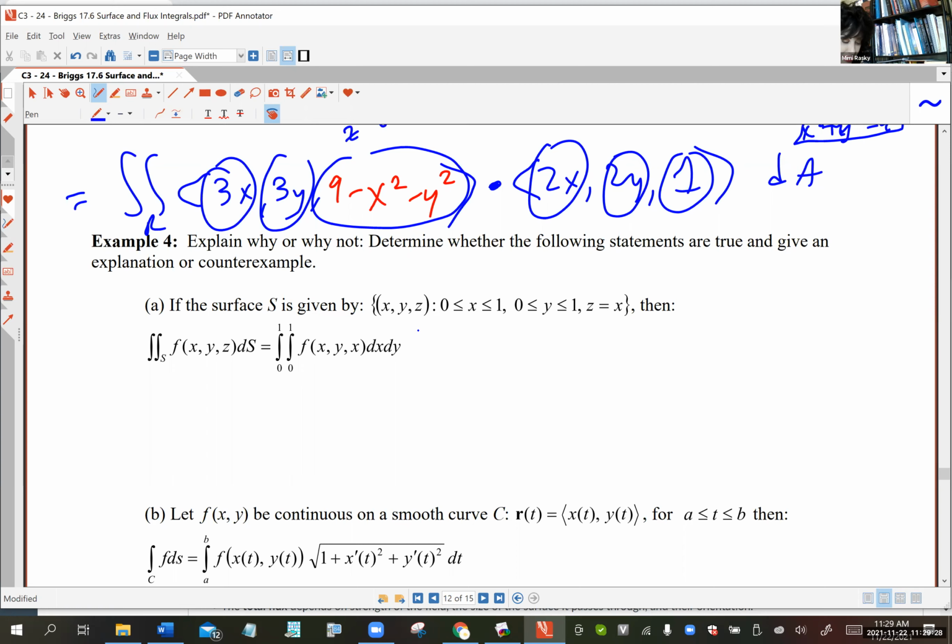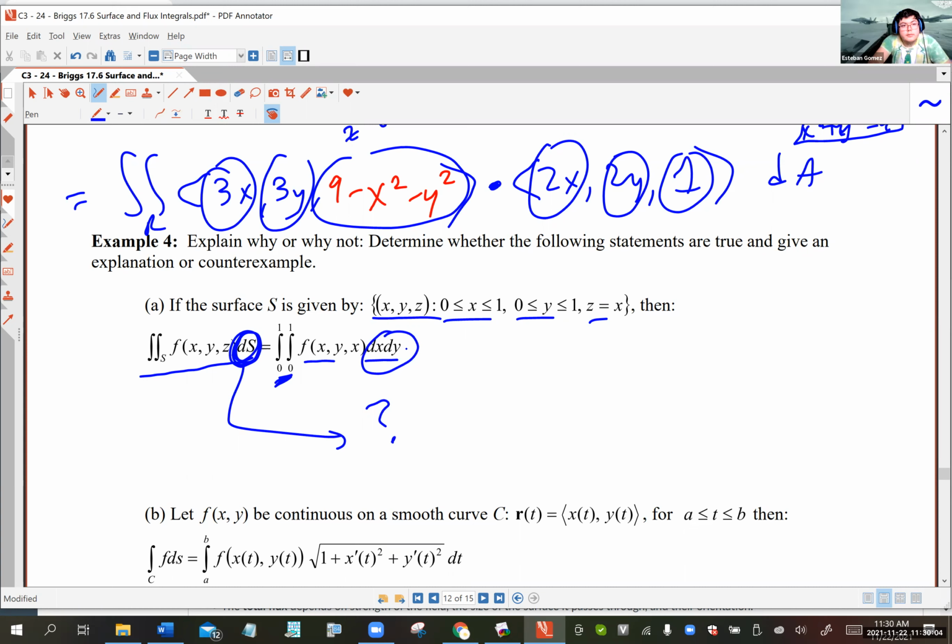If the surface S is given by x going from 0 to 1, y going from 0 to 1, z equals x, that looks like a portion of a plane to me. Then this surface integral is going to be dx dy, we have 0, 1, 0, 1, that looks good. F(x, y, x). Does that look true or false? This is a little tricky. I'll give you a hint. Is that dS just equal to dx dy?